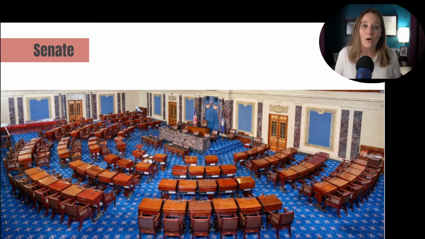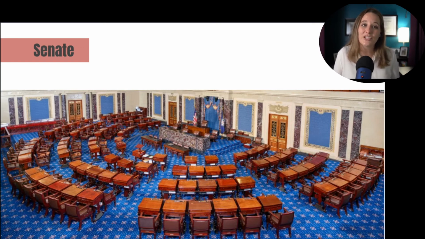The Senate, or upper house, currently has 100 members, or 2 per state. The Constitution requires that these members be at least 30 years old, have been a U.S. citizen for at least 9 years, and be a resident of the state which they represent.